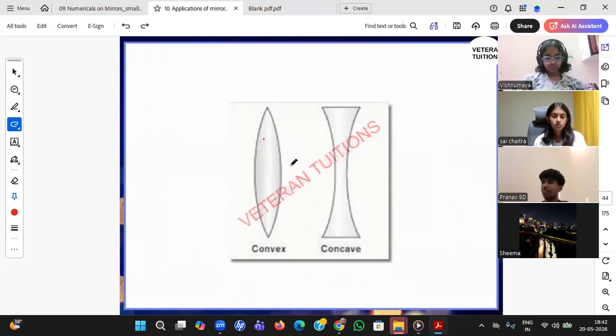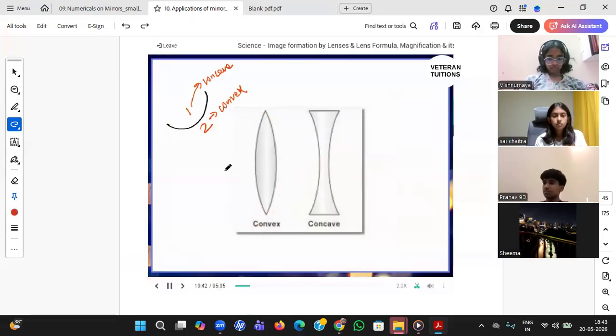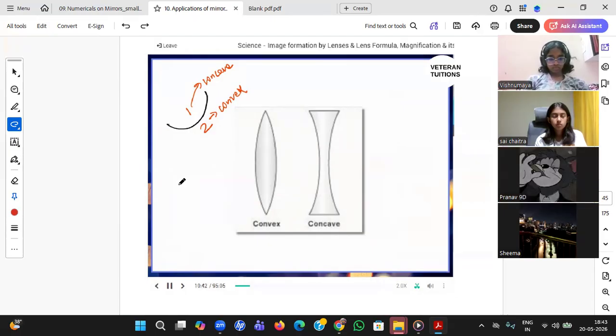So this is concave. Why? Light is coming through the cave part, so it's concave. Okay, it is convex. Why? The light is coming on the bulged part. Like that also you can remember. This is convex. This is concave. Okay, concave, concave, convex. Okay, so student, before going into the lens, what we need to know?